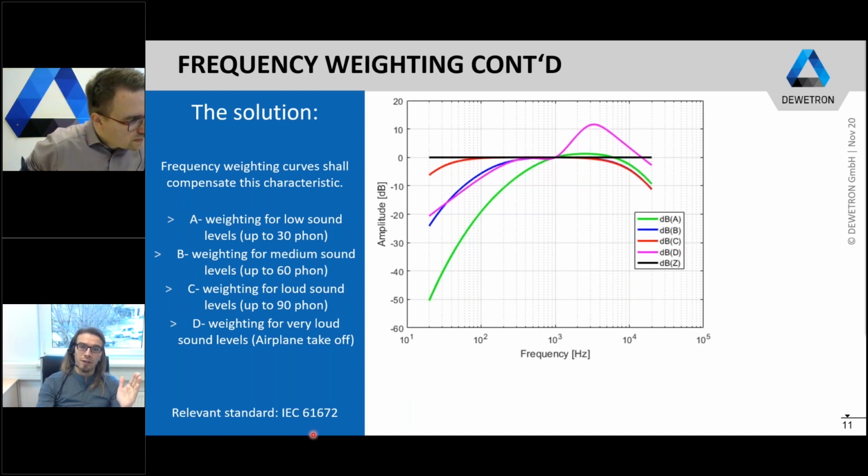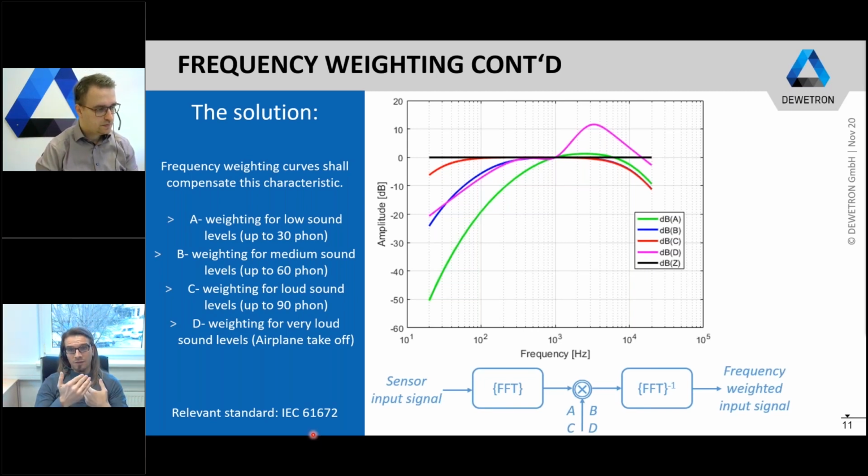And when we have a quick look into the signal processing, I want to show you how the frequency weighting is applied to your sensor signal. We have the sensor's input signal here in the time domain, and then an FFT, a Fourier transform, is applied to get into the frequency domain. The frequency weighting equals a multiplication of your signal spectrum with a certain frequency weighting. After the multiplication, you apply an inverse FFT, and then you have your frequency weighted input signal in the time domain again.